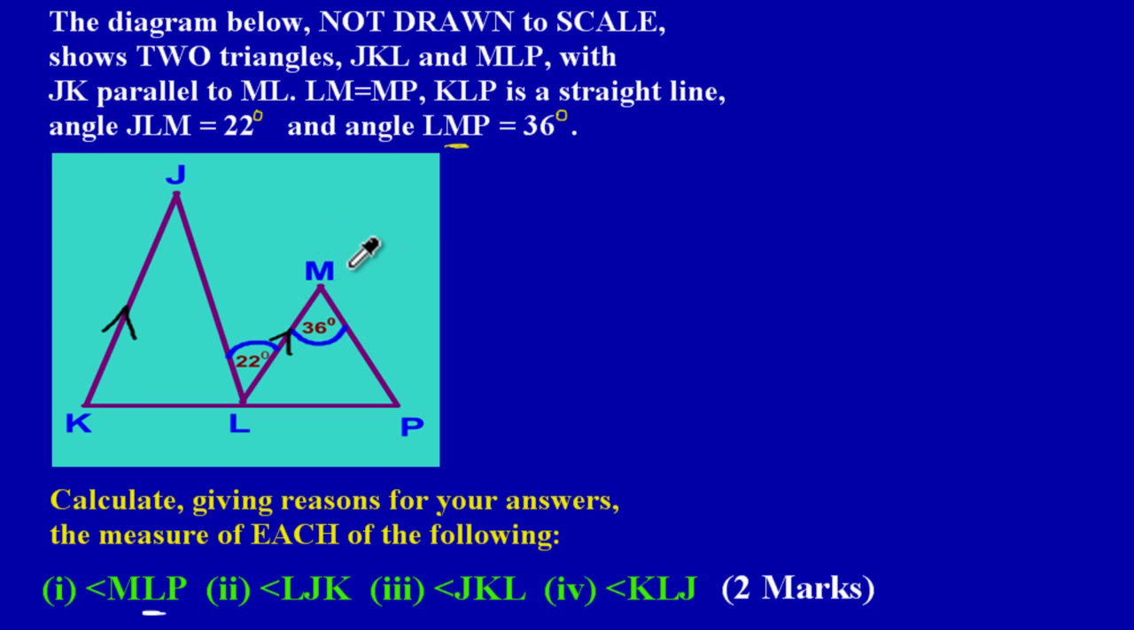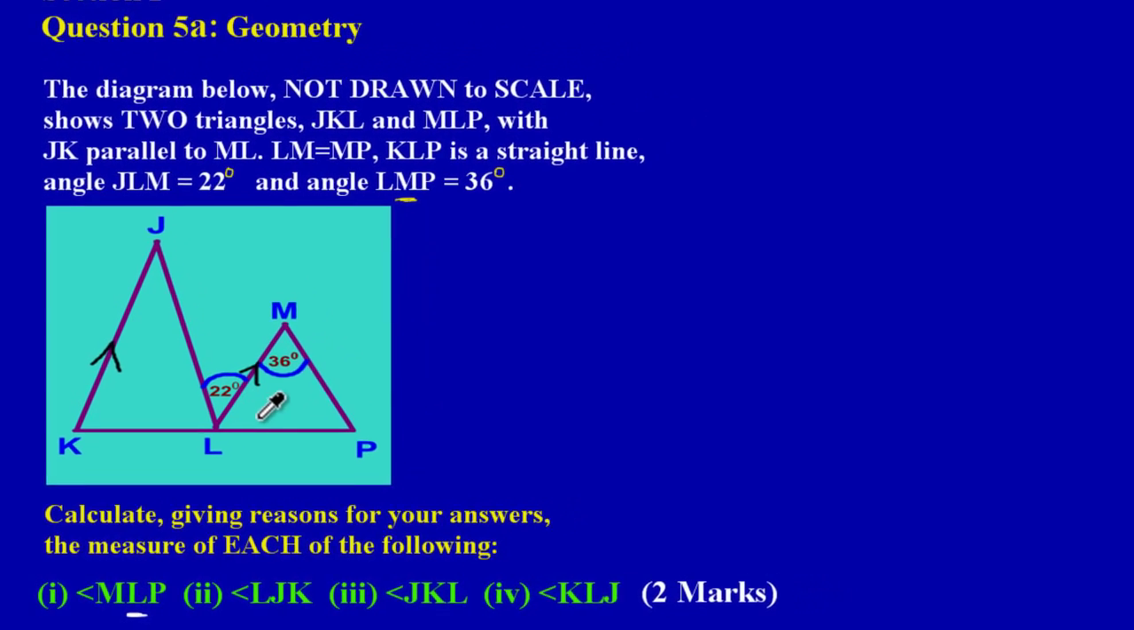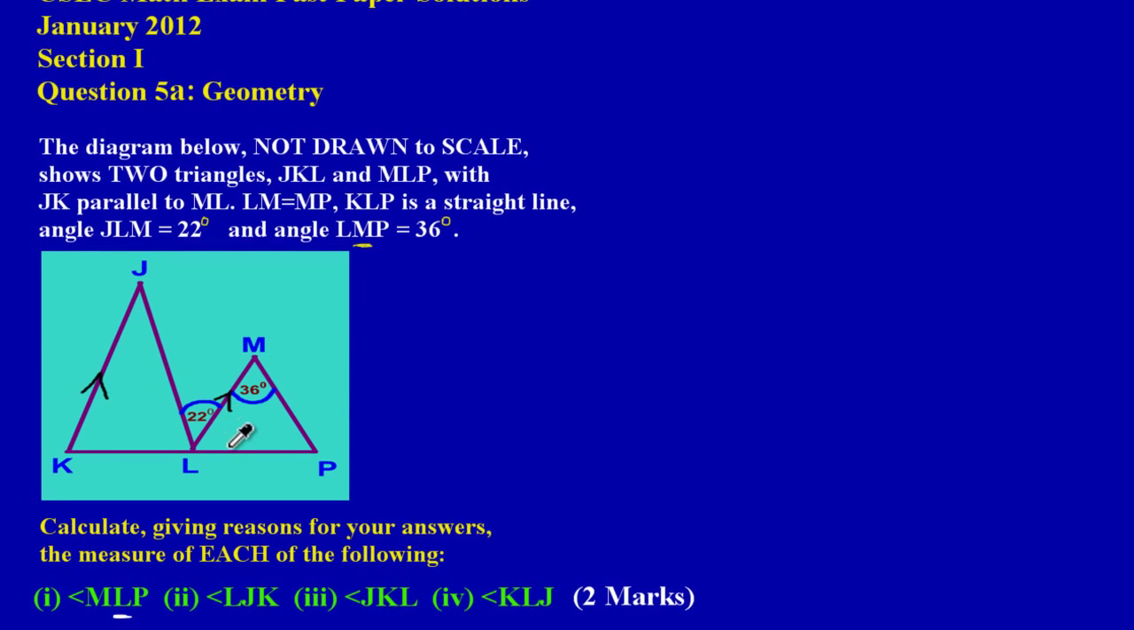Given that they stated LM is equal to MP, we know that this is an isosceles triangle. They're asking us to calculate, giving reasons for your answers, the measure of each of the following angles. The first one, they want us to calculate the angle MLP. So they want us to calculate the angle at the base here. Let me just copy this diagram so that we can see it a bit clearer.